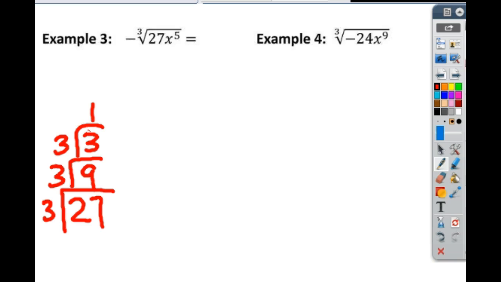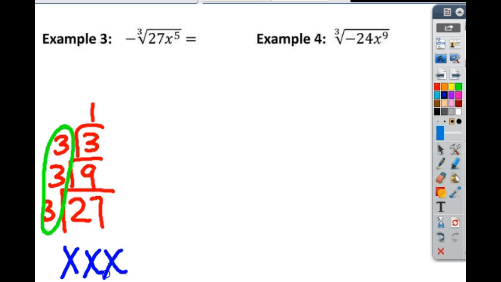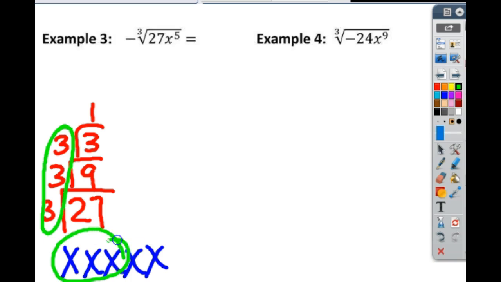So the only difference, if you already know how to do the birthday cake, is I'm making groups of 3 instead of 2. And so 1, 2, 3, 4, 5. That's what x to the 5th means. And because that index is 3, I'm making groups of 3.